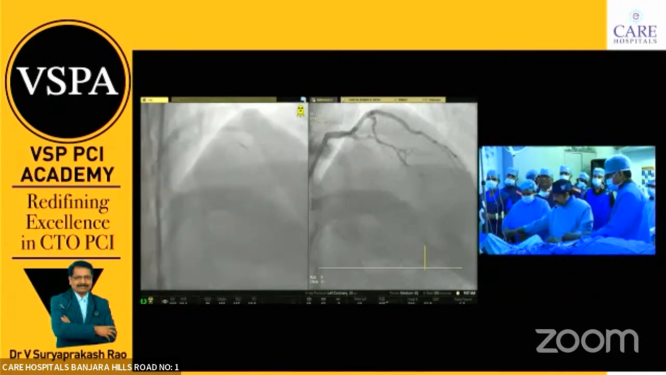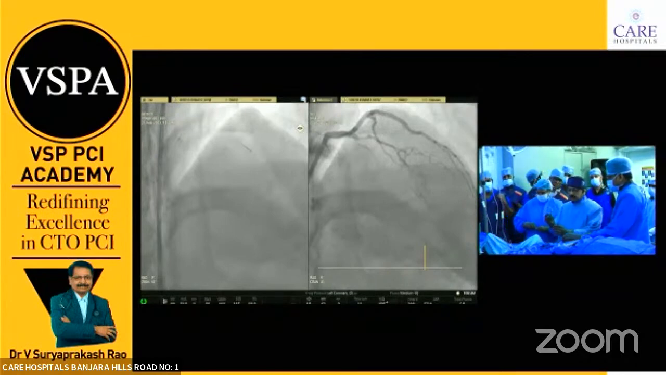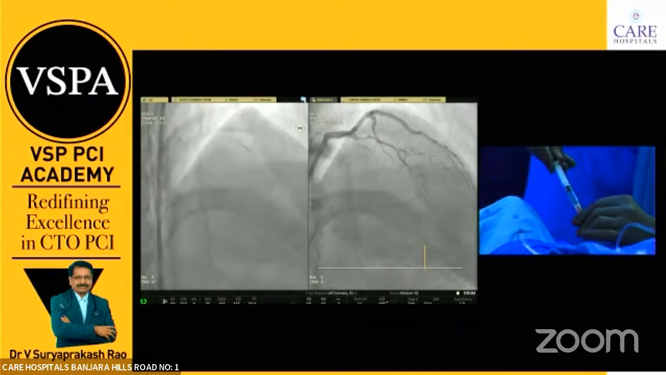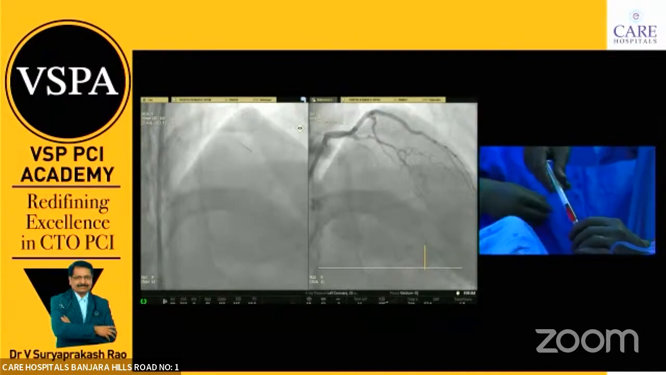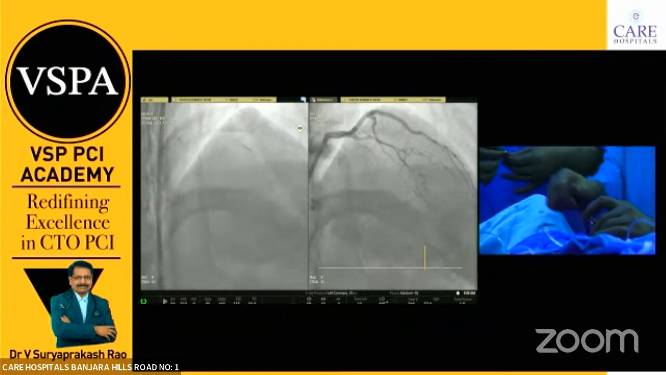After removing the wire, always check that there is backflow in the microcatheter. Use a Luer-lock syringe. I'm using a 2 cc Luer-lock syringe here, nicely locking it and aspirating. See that the blood comes back. This is very key, because you should never inject into the microcatheter without backflow. This is a very important step.